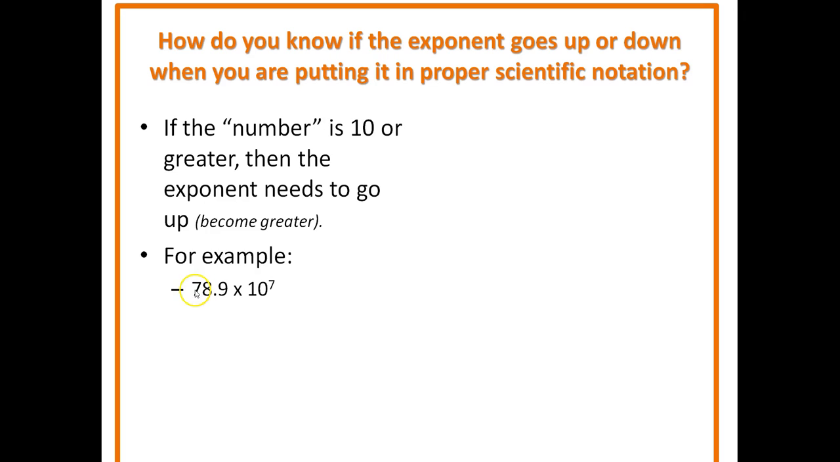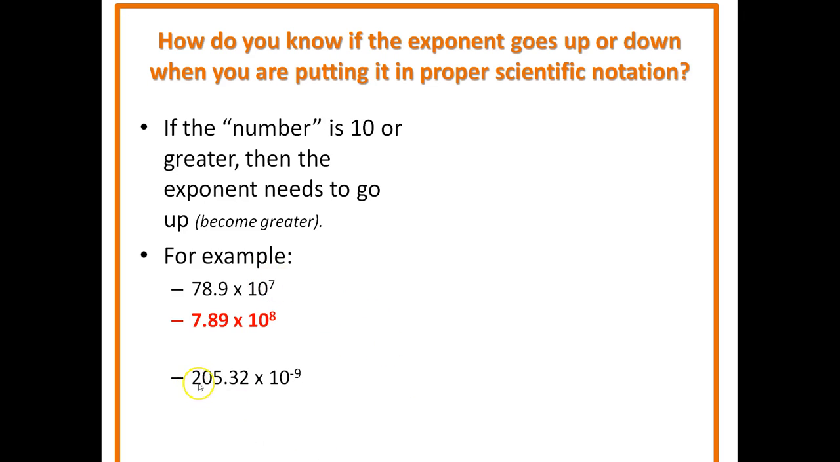For example, I have 78.9. Is 78.9, that's the number, 10 or greater? Yes, it is. So my exponent needs to go up. So right now it's 7. How many places do I need to move the decimal to make it between 1 and 10? I need to move it 1 place. So my exponent goes up 1 digit. So the correct answer is 7.89, which is between 1 and 10, times 10 to the 8th, because I needed to move it over, therefore my exponent goes up.